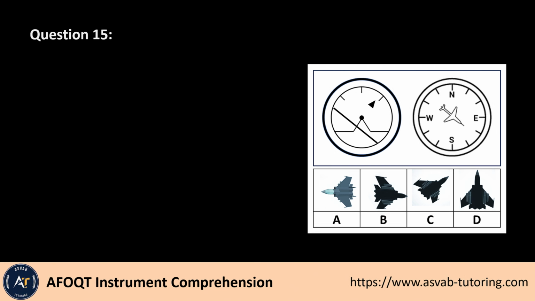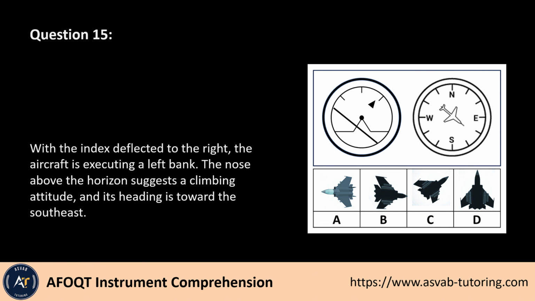Question 15. With the index deflected to the right, the aircraft is executing a left bank. The nose above the horizon suggests a climbing attitude, and its heading is toward the southeast. All that means the answer is C.